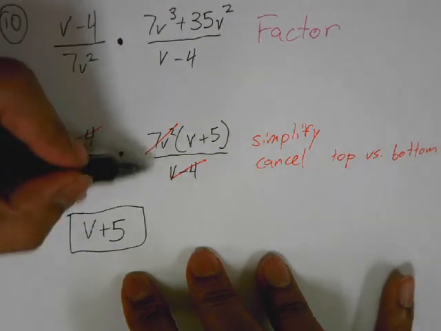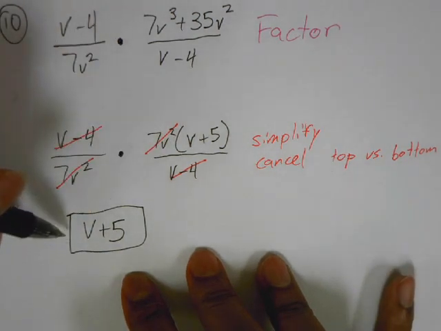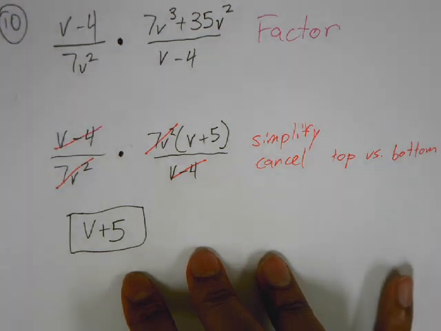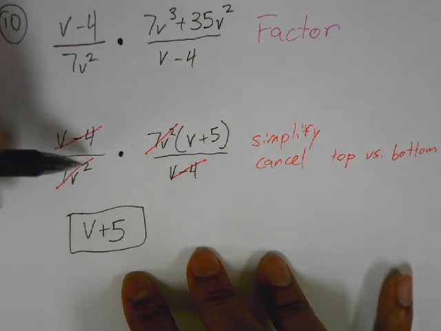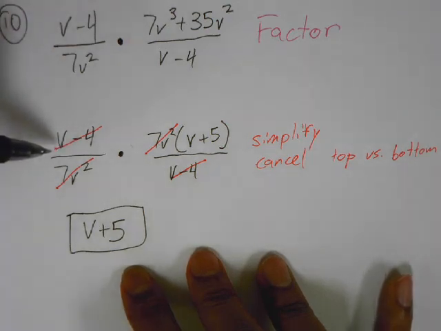Okay? Remember, if this was on the bottom, this would be 1 over v plus 5. Okay? But that's basically what multiplication is. Think of it as a big simplifying problem, right? Where we've kind of separated it into two pieces instead of just leaving it as one, right?